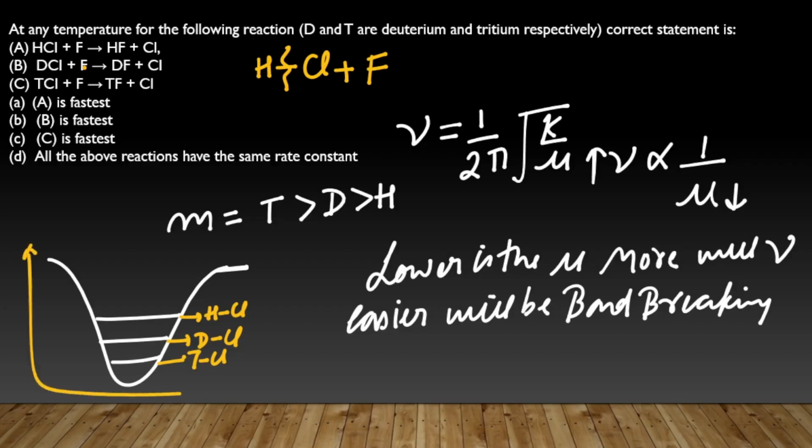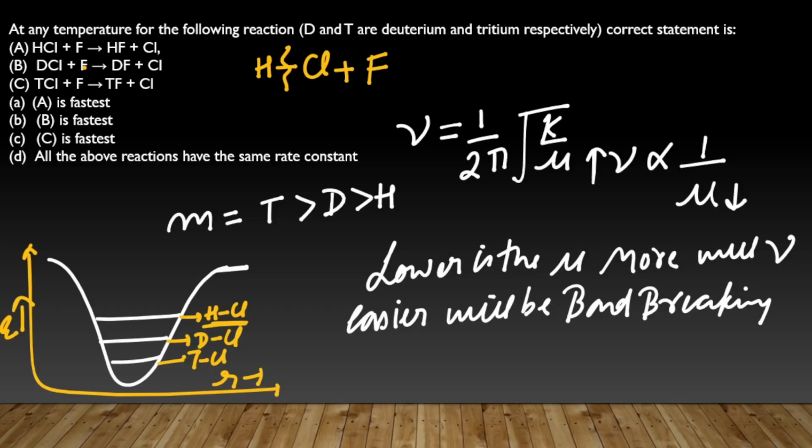This is the energy versus distance plot. Energy is on this side. So you see HCl has the highest energy, which means it is the weakest bond. So it can easily break, because that is what is happening in the given reaction.